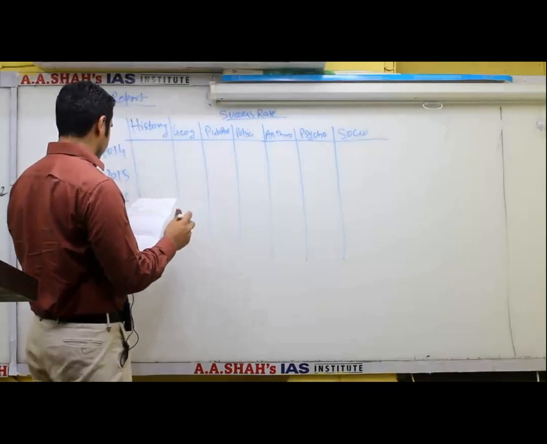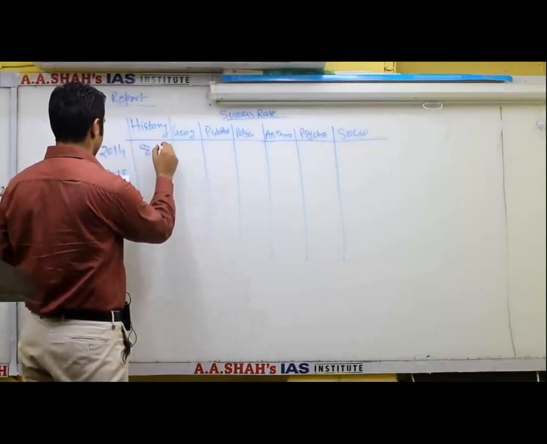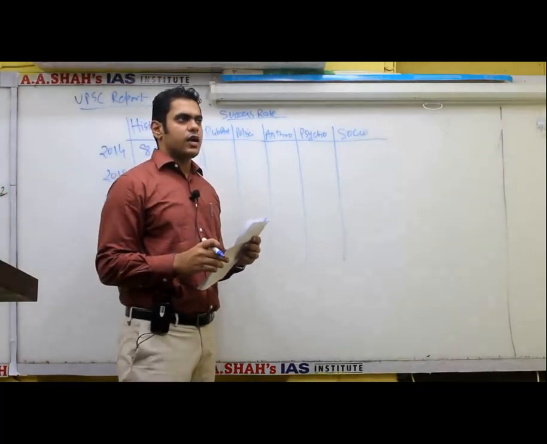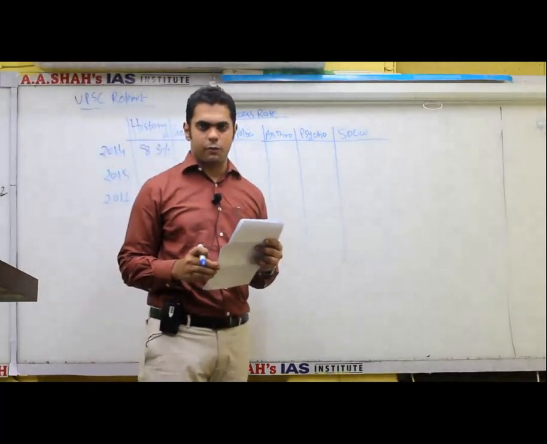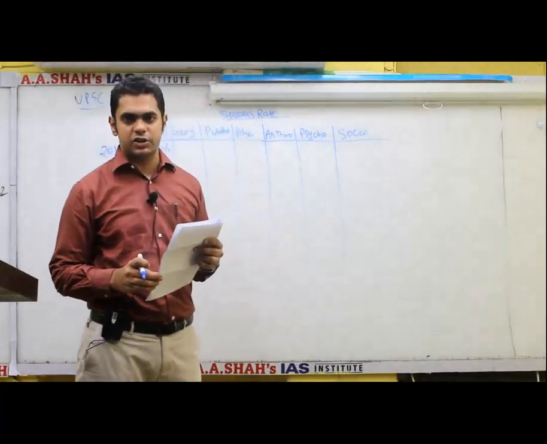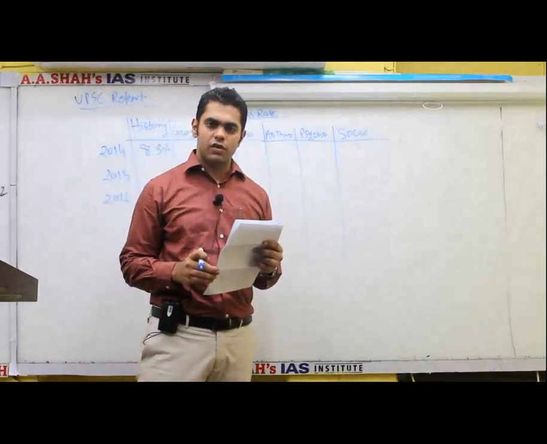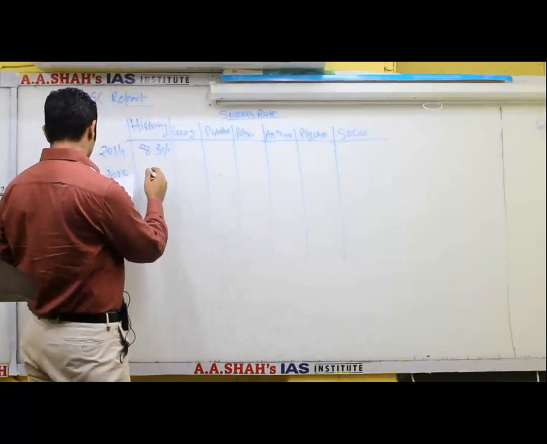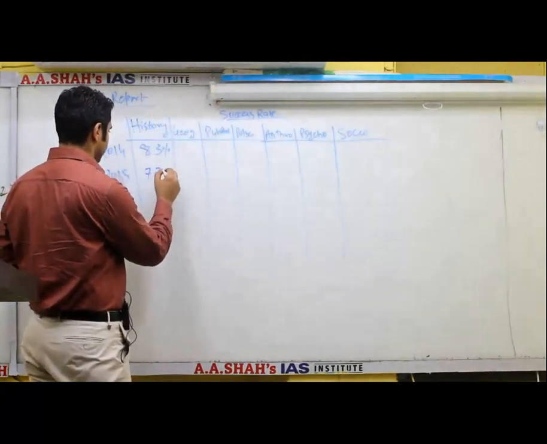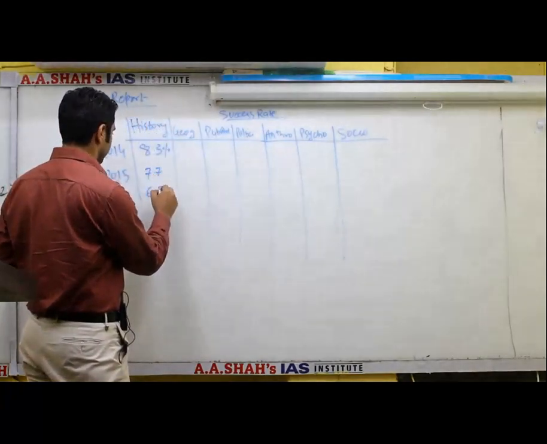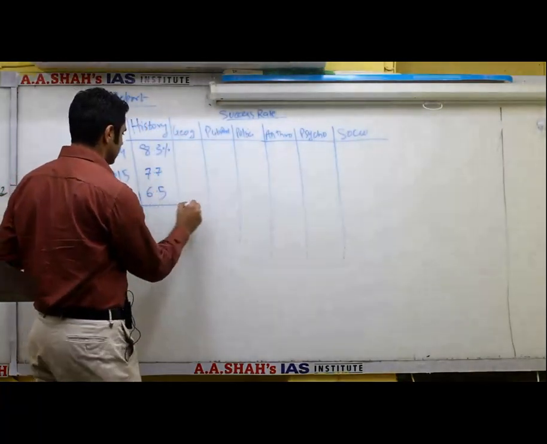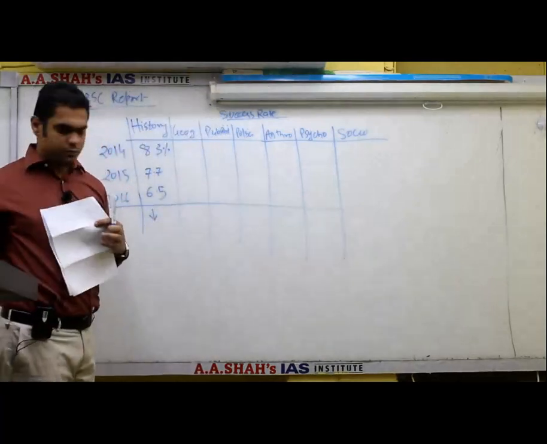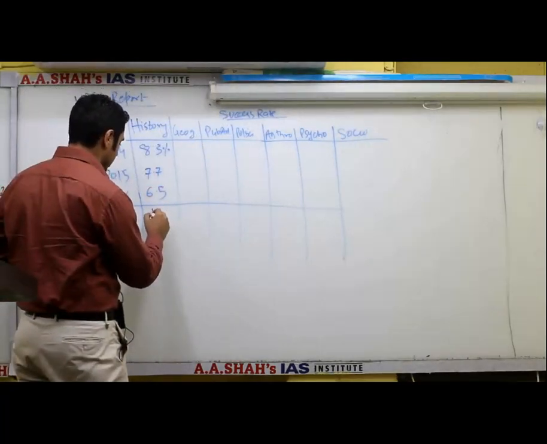Now, history in 2014 had a success rate of 8.3%. That basically means for every 100 candidates writing mains with history optional, 8 candidates finally managed to qualify the exam. Similarly, for 2015 it was 7.7%, for 2016 it was 6.5%. So clearly you can see here that there has been a downtrend. I would mark this in red. There has been a downtrend.